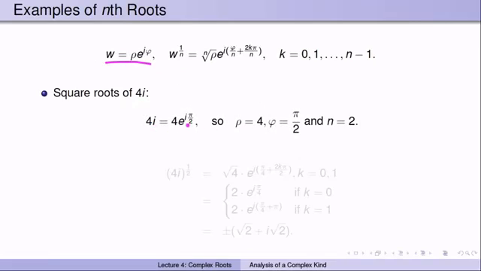Well, 4i is 4 times, and instead of i, we can write e to the i pi over 2. We discovered that during the last lecture. And so in other words, rho is 4, and a possibility for the angle phi is pi over 2. And we want to take the square roots, so n is 2. So now we have everything we need to plug into this formula.